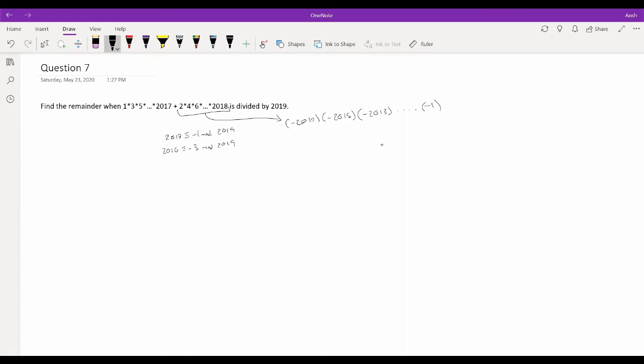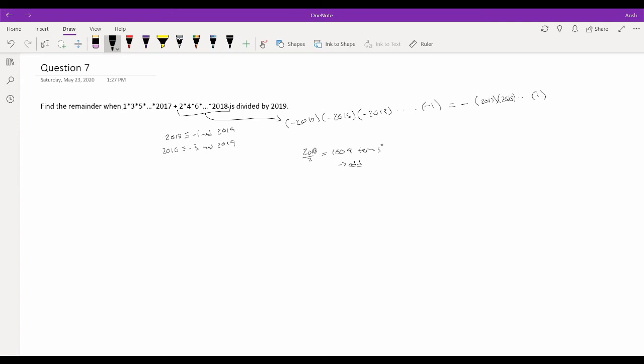So our two products have the same magnitude because they are the product of all the odd numbers less than 2019. However, if you look at our second product, how many terms are there? If you think, 2, 4, 6, 8, the number of terms would just be 2018 divided by 2. So there are 1009 terms. Since the number of terms is odd, and all the numbers in there are negative, that means the entire product will be negative.